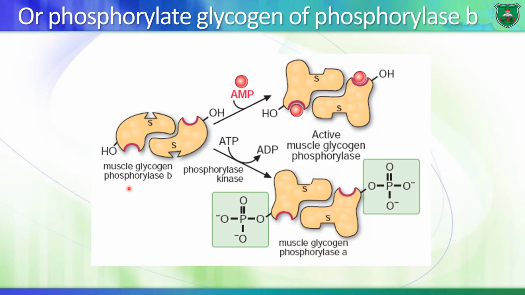Now, we have two modes of regulation here. The first one is via AMP. So AMP binds to glycogen phosphorylase B, again switching the molecule to the R state, to the active state. And the other mode is phosphorylation by phosphorylase kinase, and when phosphorylated, the enzyme becomes phosphorylase A, which prefers to be in the R state as well.